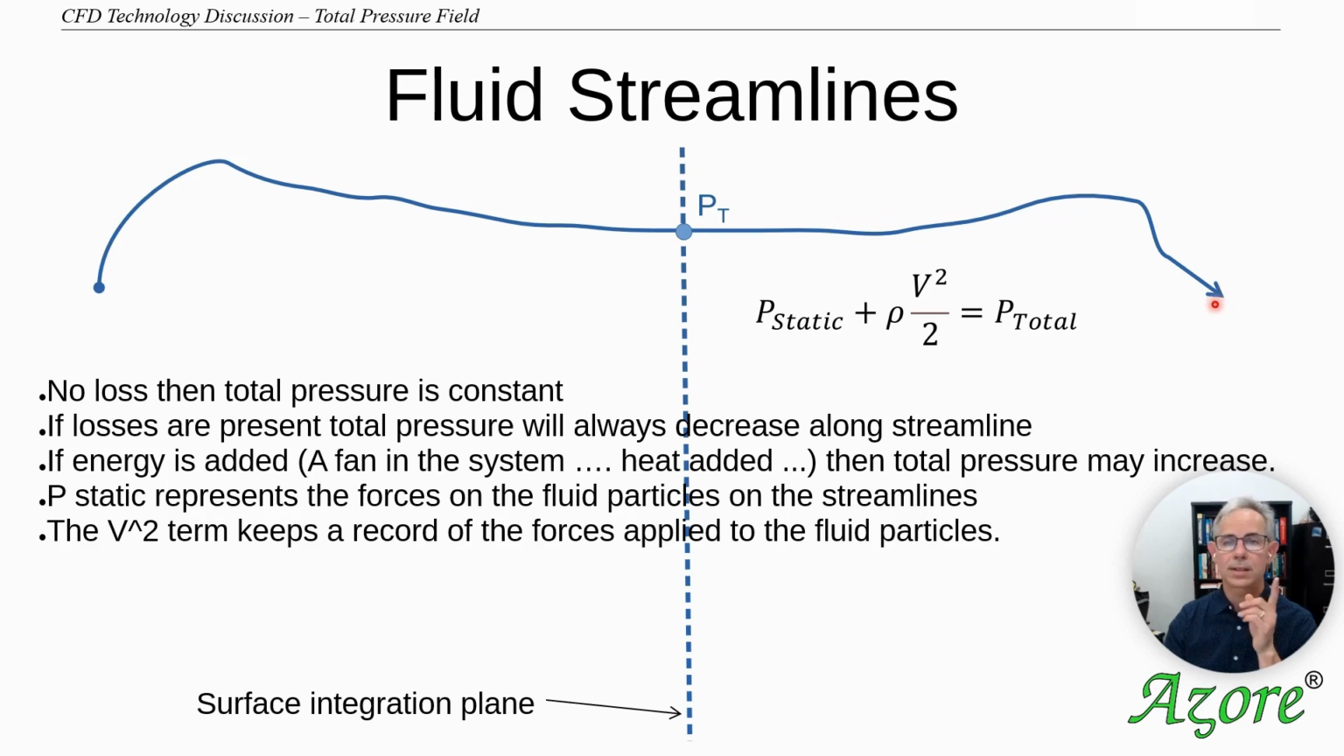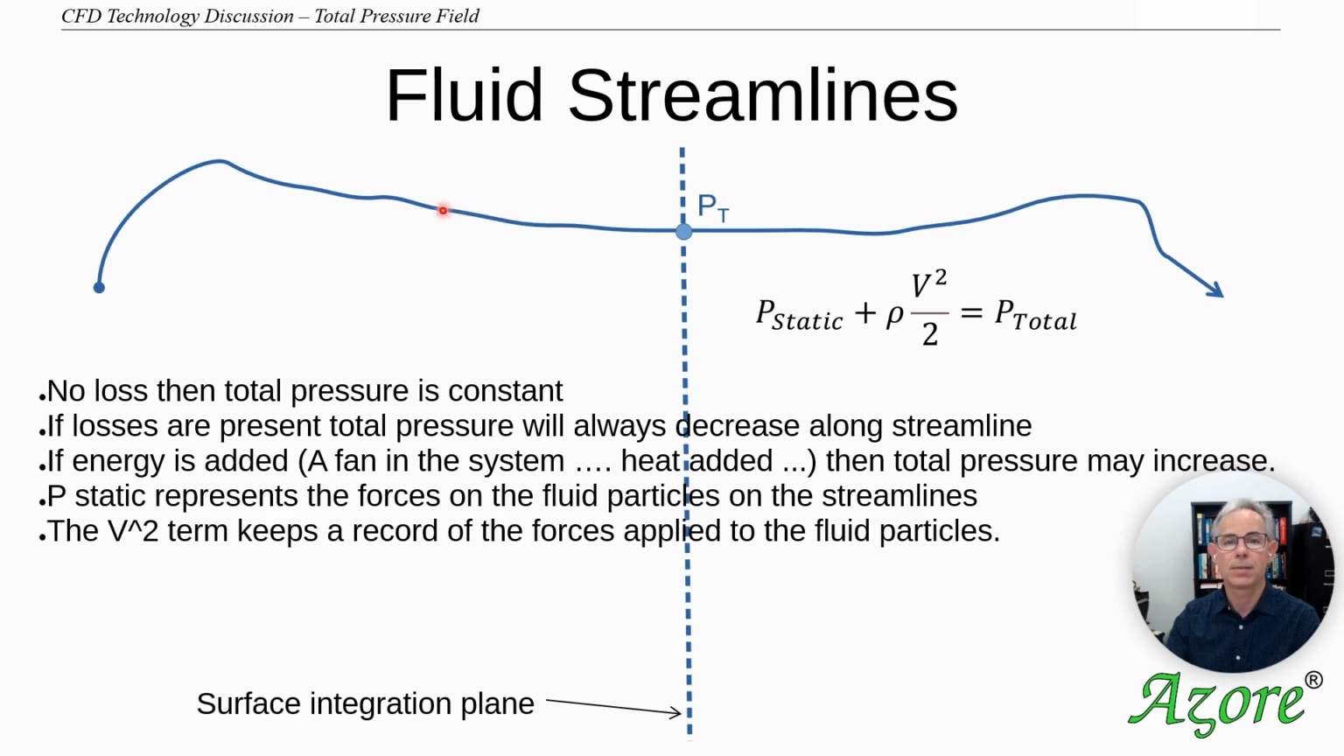except if there's something in our system, like for instance a fan. Then we have added energy into our system, so we would expect the total pressure to go up. If we add heat to our system, then we would expect maybe our total pressure would go up. But static pressure really represents the fluid forces along the fluid particle streamline. So if there are no losses and the pressure is decreasing, you have a high pressure here and a low pressure here, then you would expect that the velocity would begin increasing.